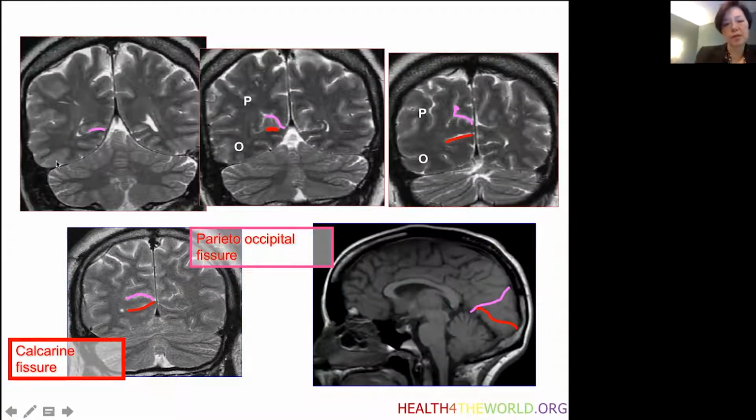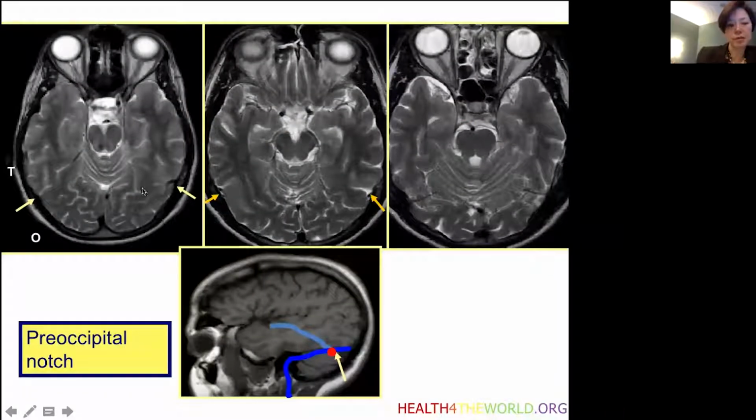In the imaging, you can see the parietooccipital fissure here and then the calcarine fissure. This sagittal view is much easier, but in coronal view, you can see both the calcarine fissure and the parietooccipital fissure like this. So superior to the parietooccipital fissure is the parietal lobe, inferior to it is the occipital lobe.